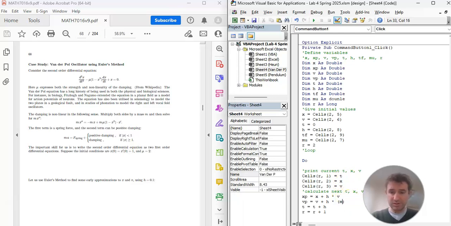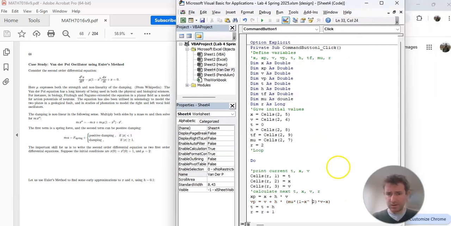I don't need to write the plus. So it's mu times 1 minus x squared times v, and then you take away that x. So that's the derivative. You get this weird thing sometimes with the squaring; you have to put a space around the power. I don't know. So that's the derivative of v. That'll make more sense after lectures.